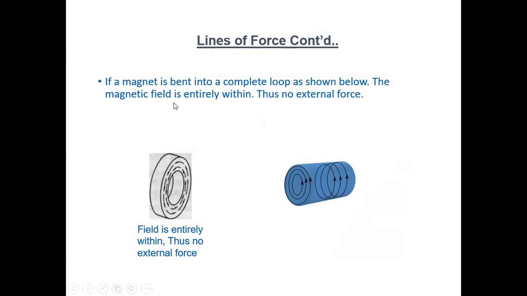If a magnet is bent into a complete loop as shown below, the magnetic field is entirely within, thus no external force. Now see, this is the circular job, and if we are applying a circular magnetic field, then this line of force will not come outside. See how it is moving within the job, because this is a circular magnetic field. In the case of a longitudinal magnetic field, it will come outside. So what about a defect if it appears here? It will come out.